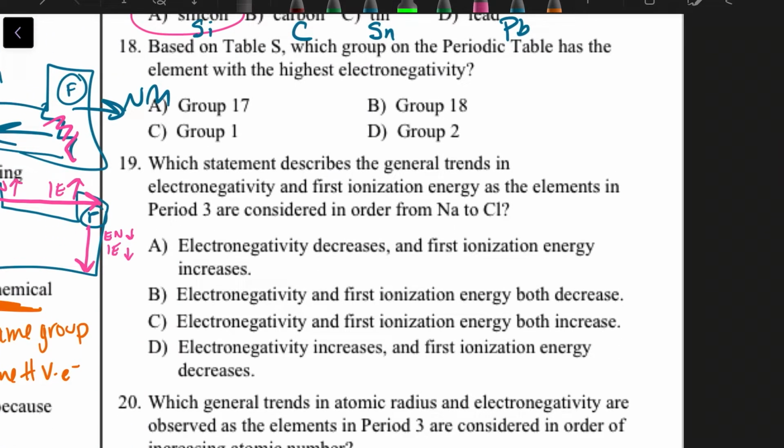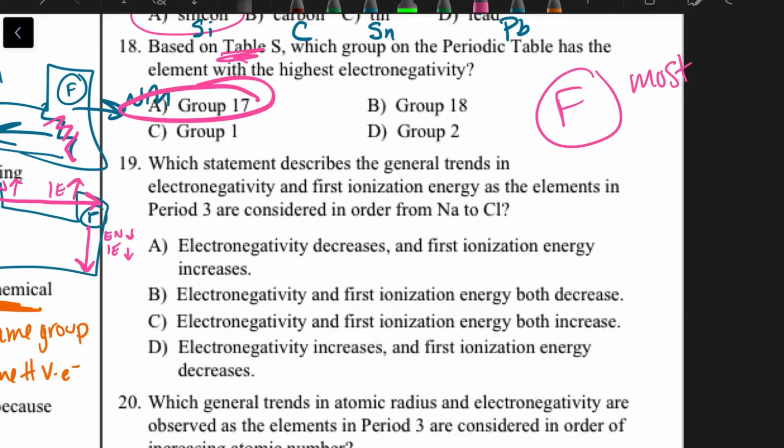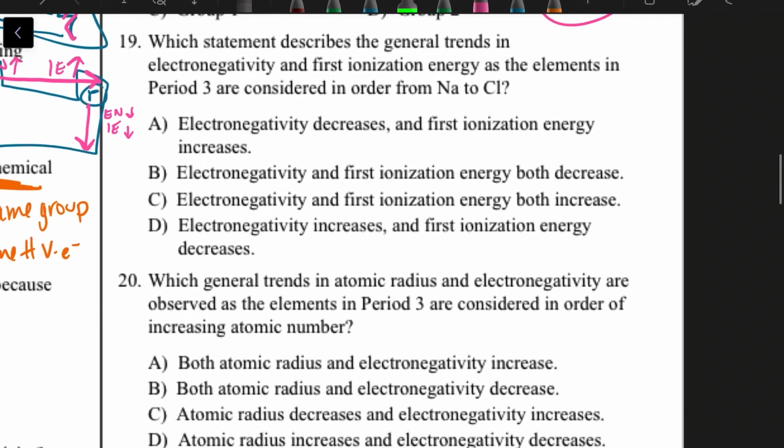Number 18, based on table S, so it's telling you where to go, which group on the periodic table has the highest electronegativity? So remember, fluorine is the most electronegative. If you forget that, you have table S to look at. All the things in group 18, those are all, again, those noble gases. They don't want more electrons because they already have their full valence shell. So the electronegativity values for those elements aren't even there. So group 17, specifically fluorine, is the most electronegative.